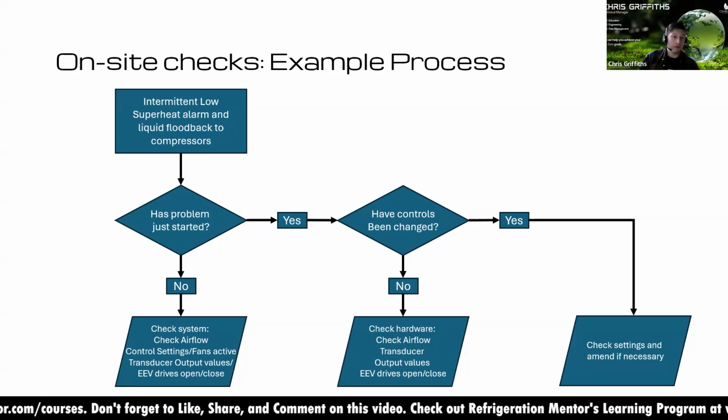So the number one thing we found, which also relates back to what you just said about the controls and being able to look back historically: has the problem just started? Well, if not, let's go through our normal checks. Check airflow, for example, to make sure the refrigerant is actually able to pick up heat into that coil. Check control settings. Check that fans are active. Check transducer output values. A transducer converts a pressure signal to a voltage, so check that actually relates to what the pressure is inside the system.